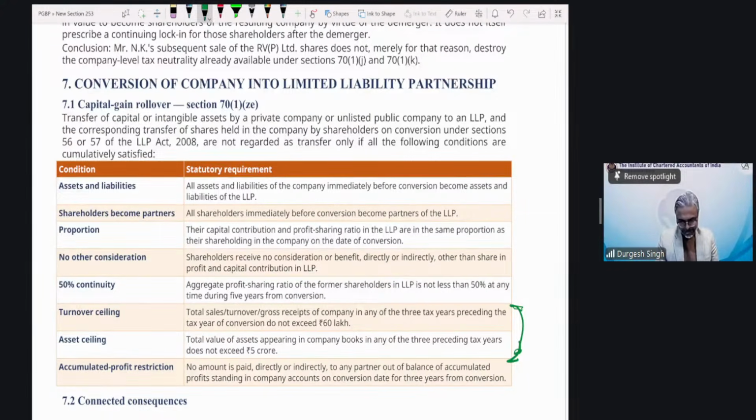Even if he's going for conversion within 2 years, then this condition need not be checked, right, sir? That is a query. Just a second.